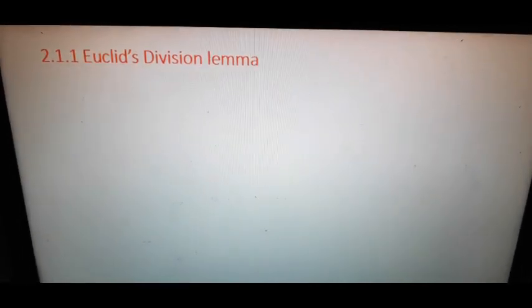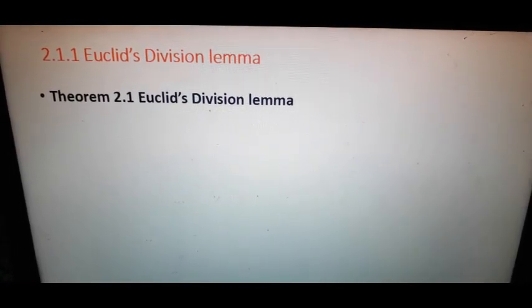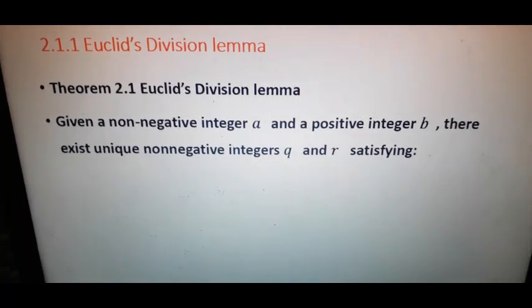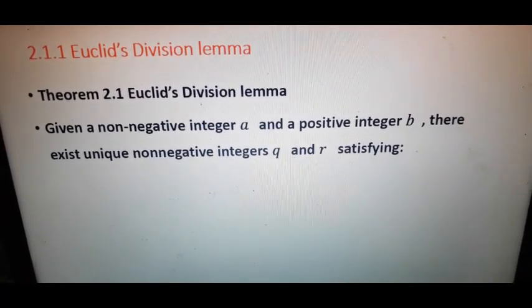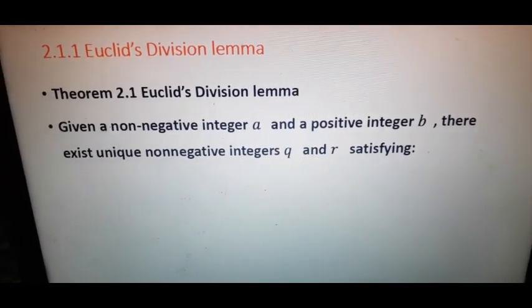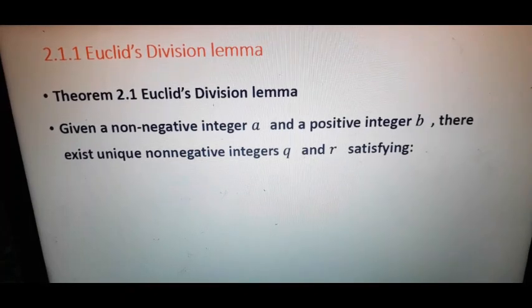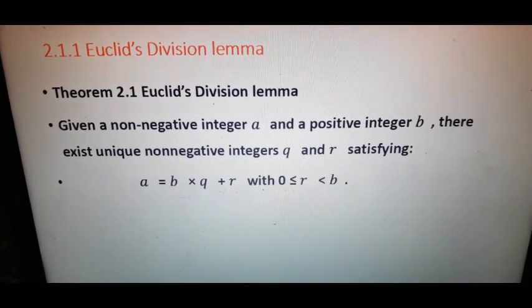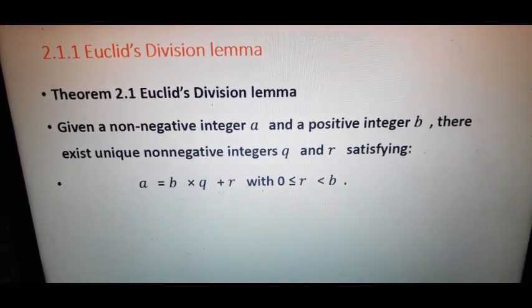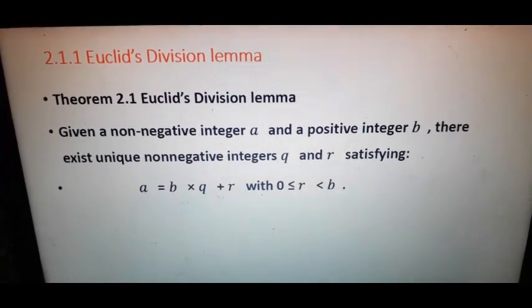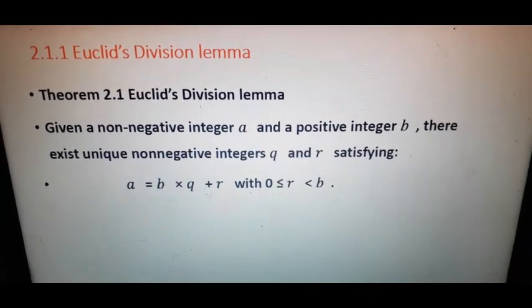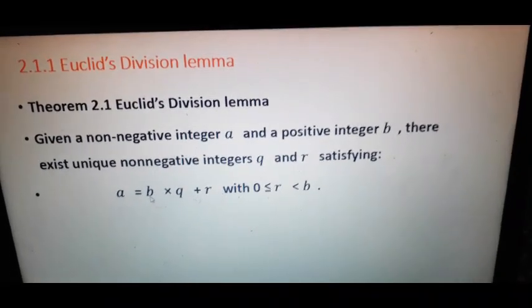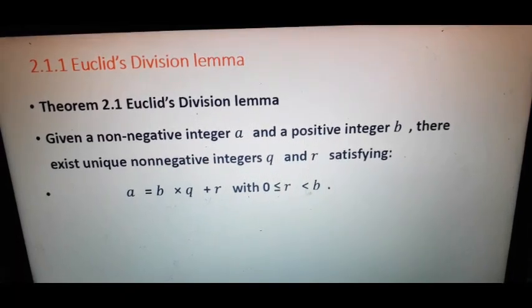So let us proceed to today's lesson. The Euclid division lemma states that given a non-negative integer A and a positive integer B, there exist unique non-negative integers Q and R satisfying A equals B times Q plus R, where R is the remainder, Q is the quotient, B is the divisor, and A is the dividend. In this case, the remainder must be between 0 and B. It can be 0, but it cannot be B.